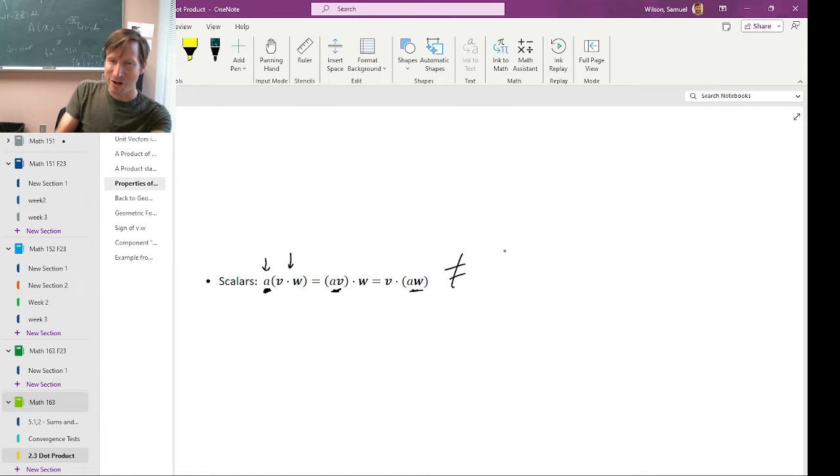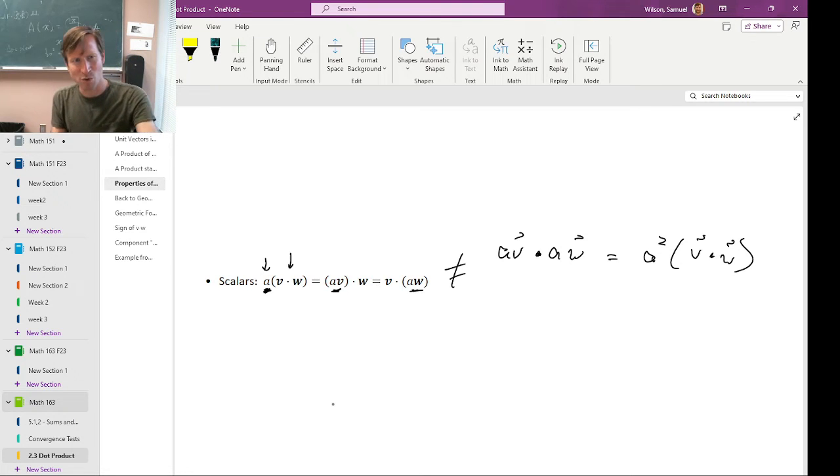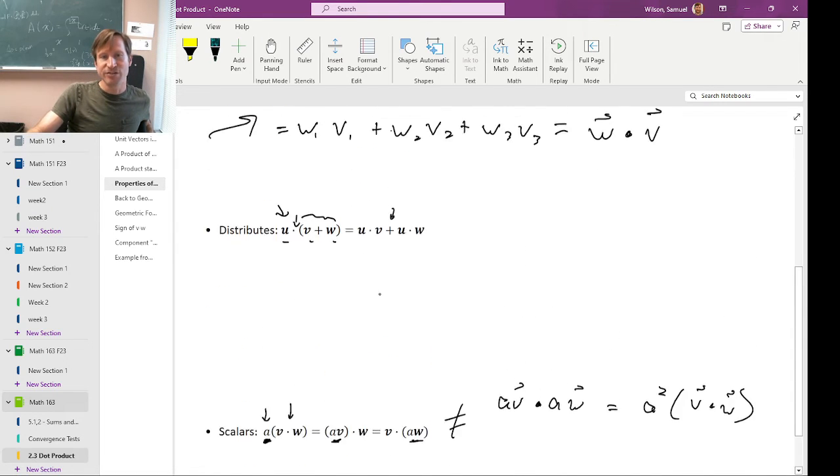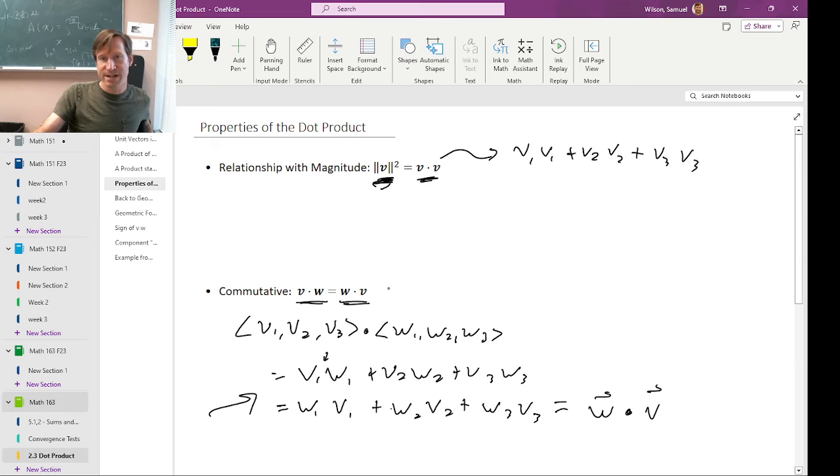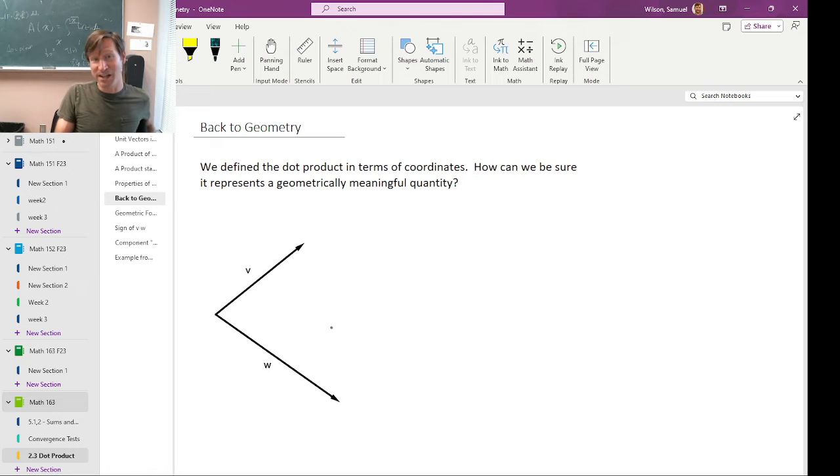What you don't want to do, though, is put it in both, right? Because this would actually be the square of your scalar times v dot w. And again, you can prove this just by writing everything out in terms of coordinates. So I'll let you work that out. All right, so this dot product has some algebraic properties, right? It distributes, it's commutative, and it has this nice relationship with magnitude. So let's come back to the geometry of the dot product.